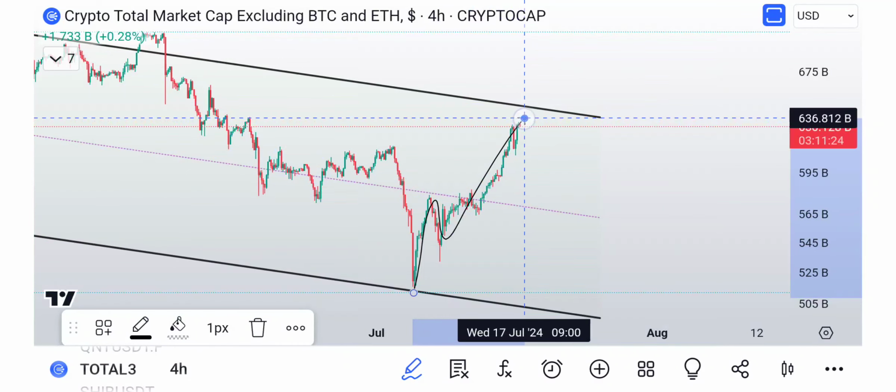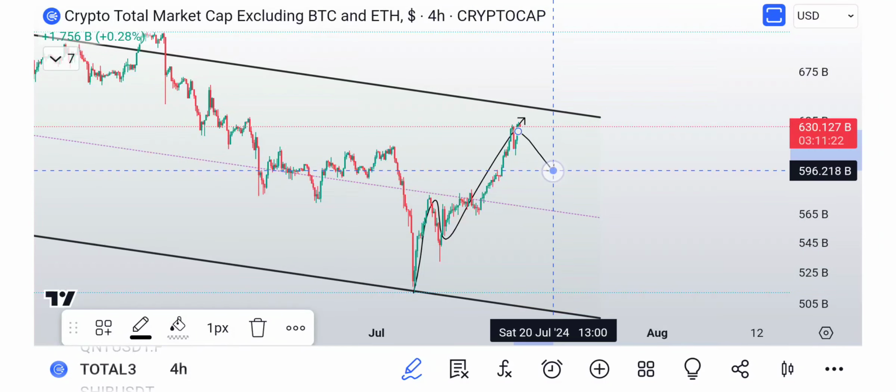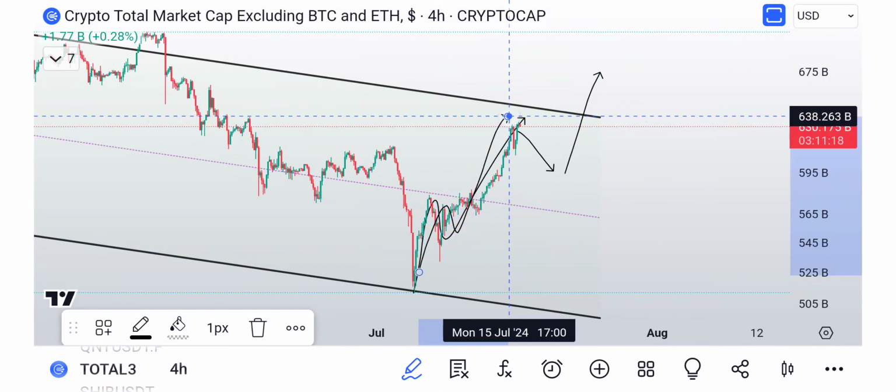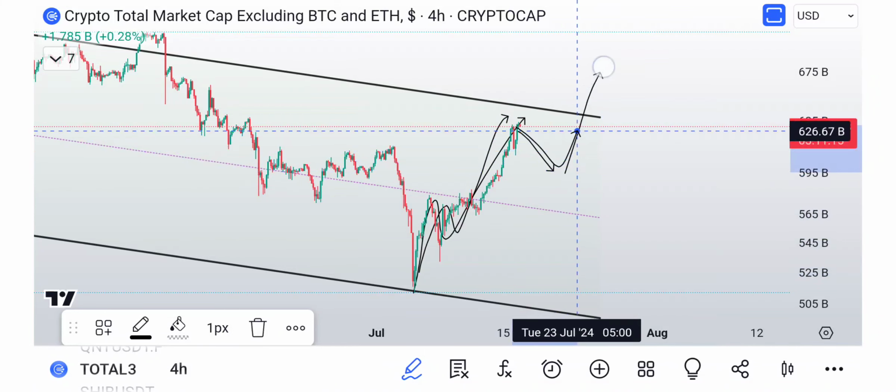But it still is only a 3-wave move. I want to see total 3 pull back and then continue higher, right? Because we still only have a 3-wave move in total 3. I want to see a wave 4 and then a wave 5.